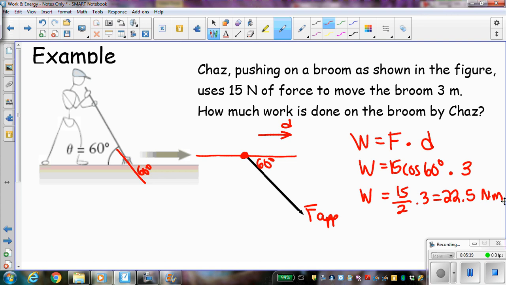But you can think about this, if I wanted it to move 1 meter, it was 22.5 newtons times 1 meter. Okay, and then that's a joule. That's how much energy needed to be added to the system. Okay, so big takeaway here is make sure you only look at the parallel.